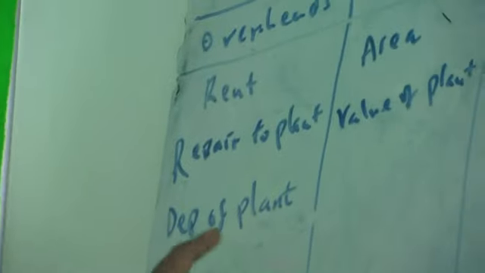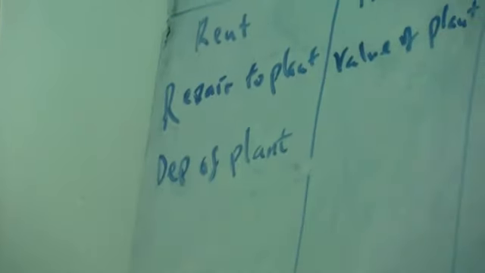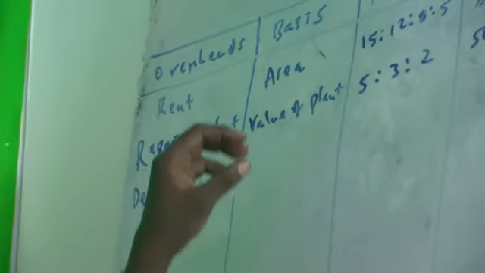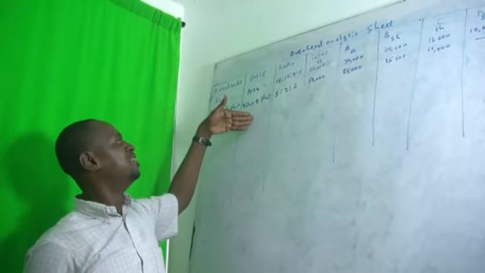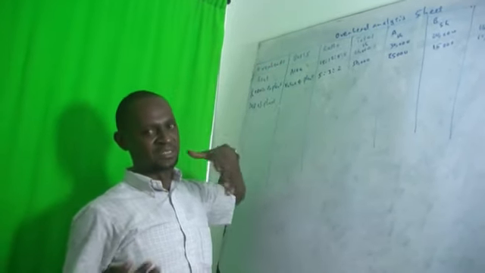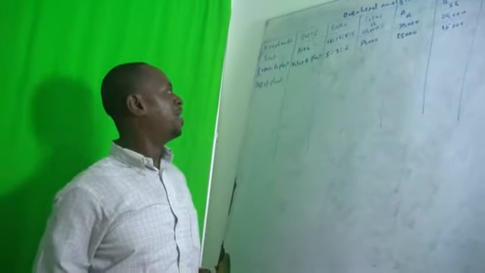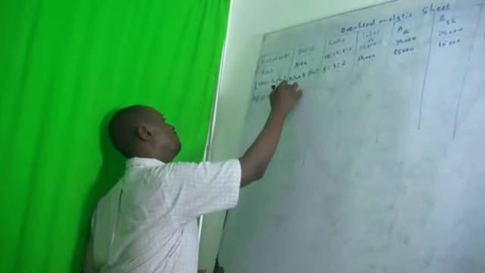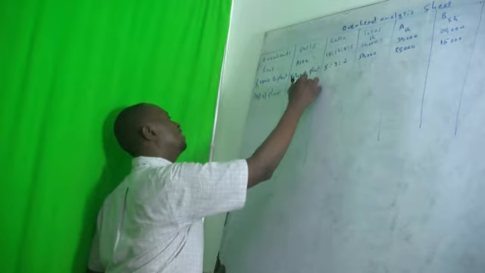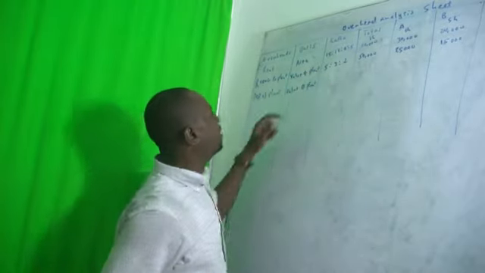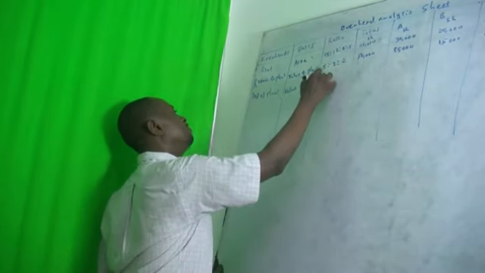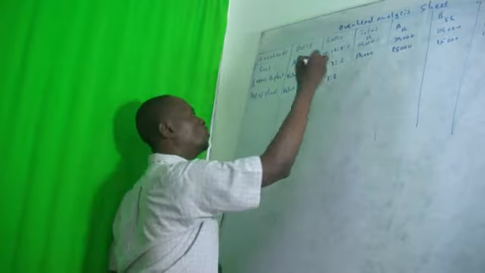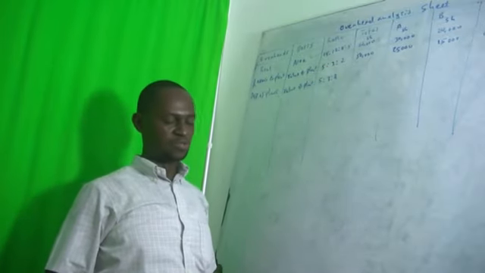So we have depreciation of plant. Now the basis which you are going to use to reapportion this overhead is again value of plant. Don't mind how many times you are going to use this basis; you can use one basis more than once. So here we have value of plant, and we had already gotten our ratio in the previous case. So here we have 5, 3, 2. 5 is to 3 is to 2.